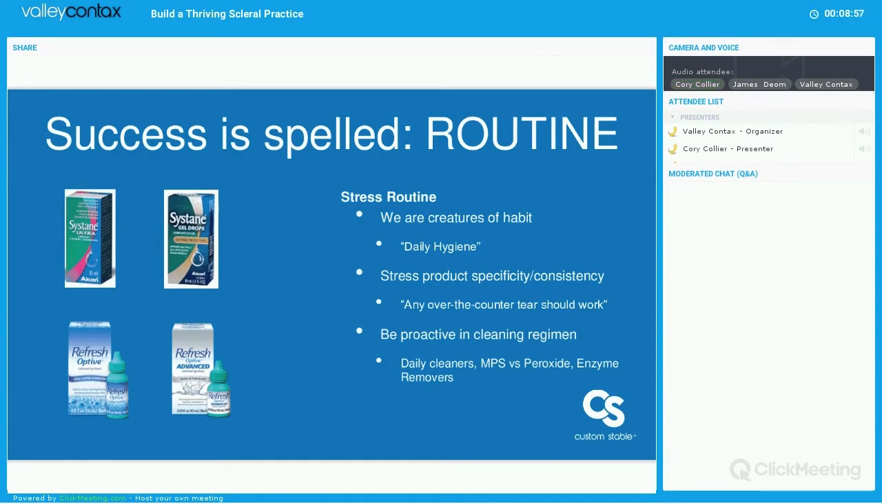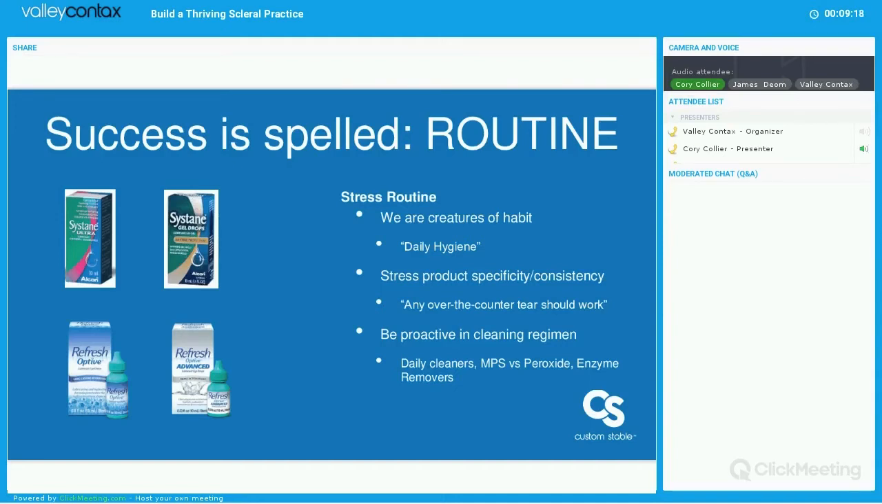And so I incorporate the mantra of daily hygiene because I think that's something that everyone can understand as far as, whether it's cleaning the teeth, taking a shower, things like that. Stress to them that the eyelids need their hygiene too, and that their eyes need those artificial tears on a routine basis. I am very product specific when I'm talking to patients.